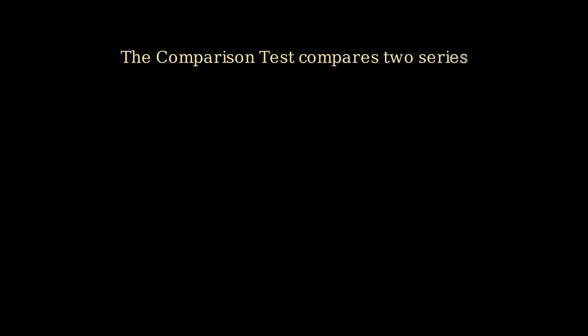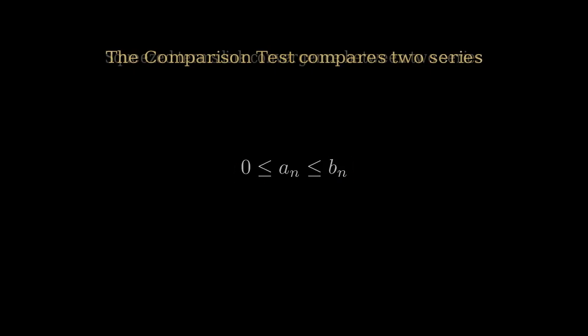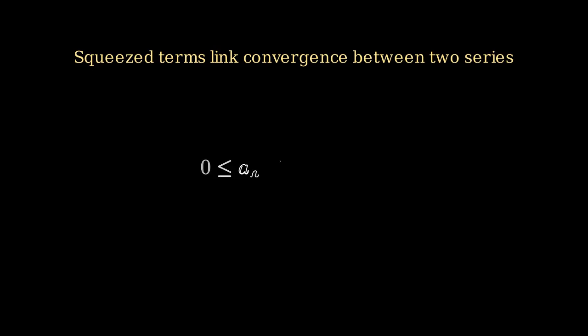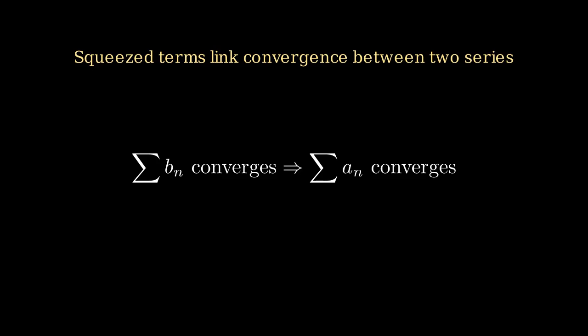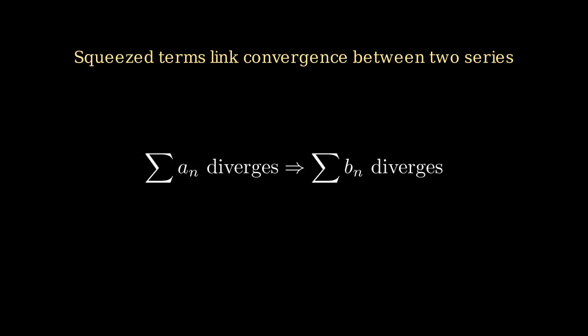Today we are looking at a tool called the comparison test, which lets us decide whether a series converges just by comparing it to another series we already understand. Here is the idea in plain words. Suppose the terms of one series are always squeezed between 0 and the terms of a second series. Then, if the larger series converges, the smaller series must also converge, and if the smaller series diverges, the larger series must also diverge. Let us prove this from first principles.